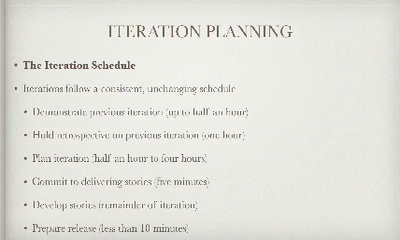Now, when we look into iteration planning, we will go ahead with a schedule. The iterations follow a consistent and unchanging schedule. The schedule includes a demonstration of the previous iteration that goes up to half an hour, and you also hold a retrospective on the previous iteration, which can extend up to 1 hour. Then you plan for the iteration, half an hour to 4 hours. This is very important. And then you start committing to delivering your stories. This is very short, might take up to 5 minutes. And then you start developing your stories, which will extend for a week. That's how your iteration is.